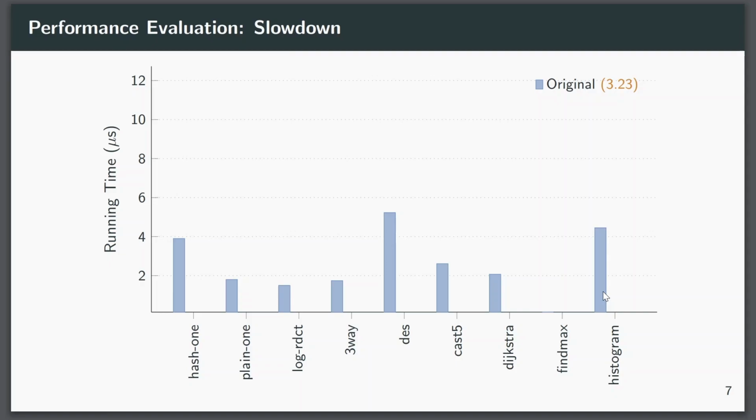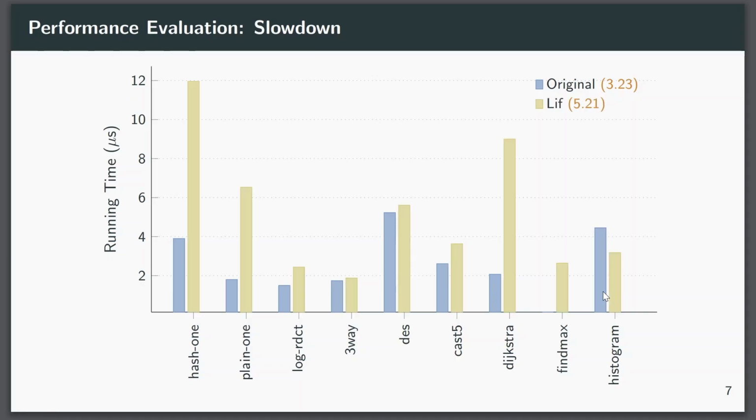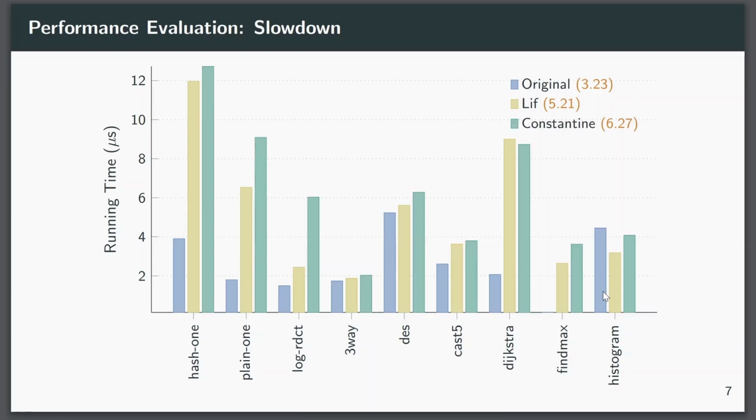So we have here 9 benchmarks, and on average, they run 3.23 microseconds. And after our transformation, the average increases to 5.21. And for Constantine, it increases to 6.27, a little bit more.